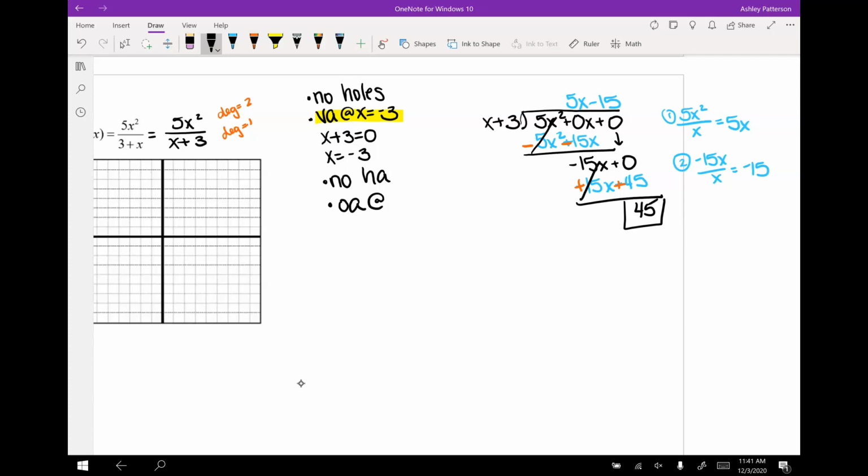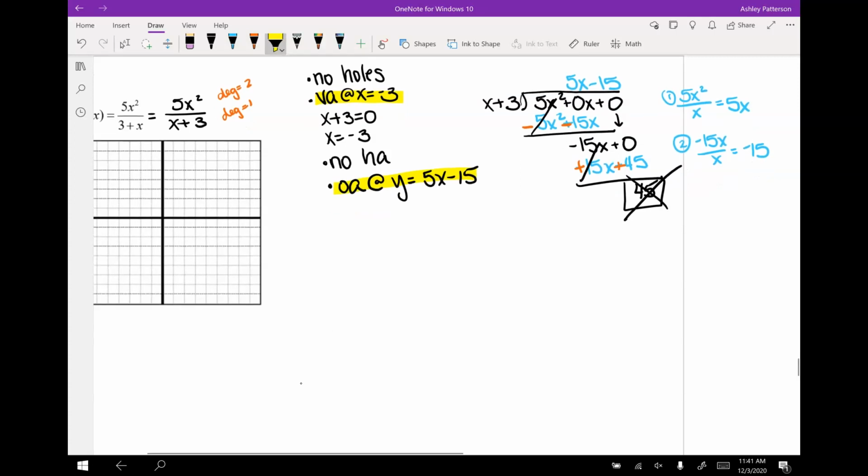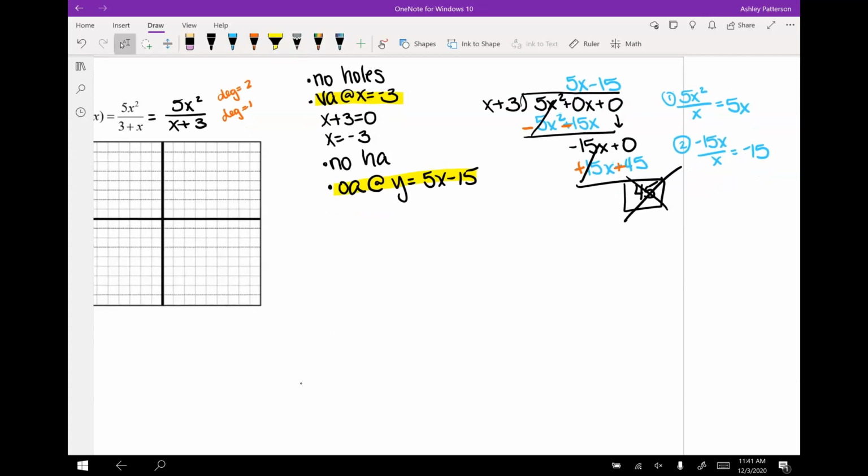Is that what we were testing? No! The remainder doesn't matter to us right now. What matters is the equation that is generated by dividing the numerator by the denominator. What equation comes from that? For us, it's y equals 5x minus 15. Again, doesn't matter that there's a remainder. The remainder tells us that x plus 3 is not a factor of 5x squared. Not at all what we're trying to check right now. We just needed that equation. Whew, that was kind of fun.